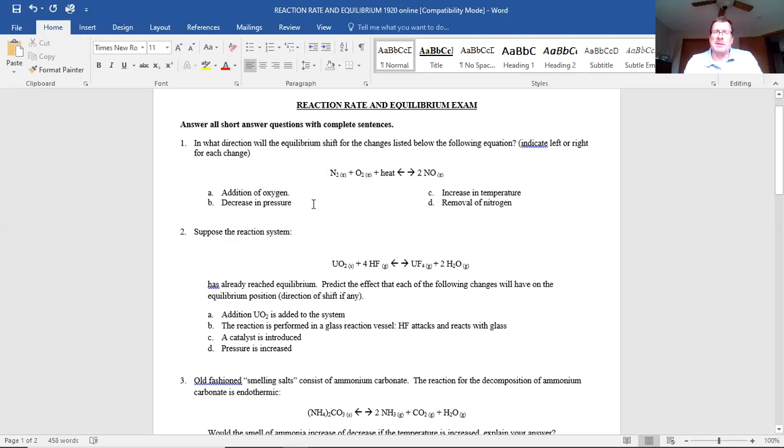Decrease in pressure. This is the one that people have trouble with once in a while. And this one was a little trickier than most. This separated the A's from the B's, or whatever. But if pressure goes down, volume goes up, and you want to go to the side with the most moles of gas. You look at the little numbers under here, and you've got 1 mole of gas, 1 mole of gas, that's 2 on the left side. You've got 2 moles of gas on the right side. They say, well, they're equal.